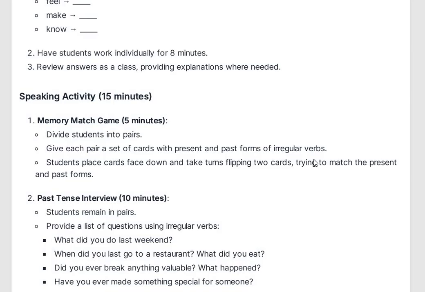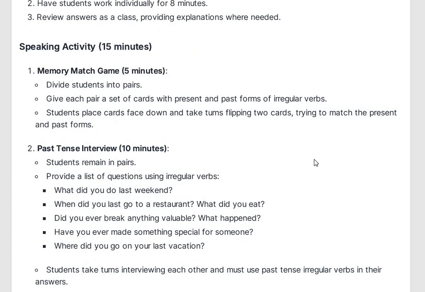Speaking activity 15 minutes. Memory match game 5 minutes. Divide students into pairs. Give each pair a set of cards with present and past forms of irregular verbs. Students place cards face down and take turns flipping 2 cards, trying to match the present and past forms.